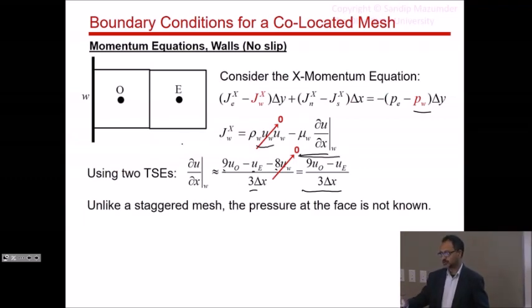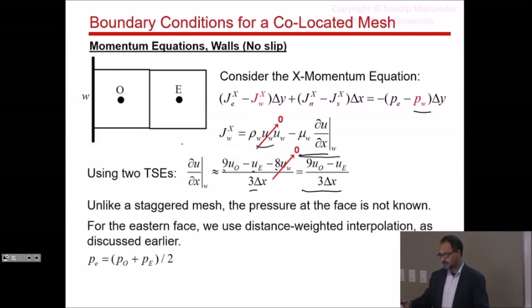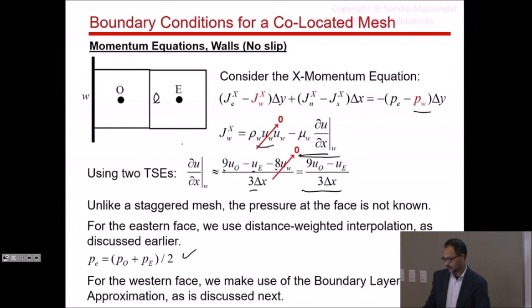So in a staggered mesh, when we looked at momentum control volumes, the pressures at the faces were directly known. Here they are not known. So we have to do some sort of interpolation. And I told you earlier that what you do is standard distance weighted interpolation. So for the eastern face, for example, you're doing this, P0 plus P divided by 2. But the question is, what do we do for the western face? Okay. And this is where we use some of our knowledge of fluid mechanics, and this is where the fluid mechanics comes into play. And we use the so-called boundary layer approximation.